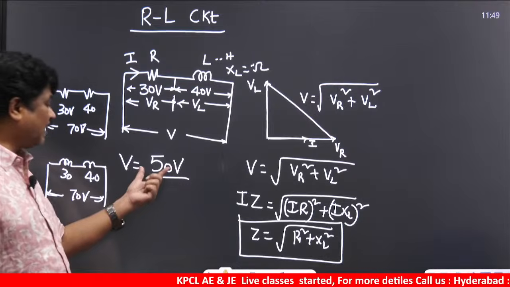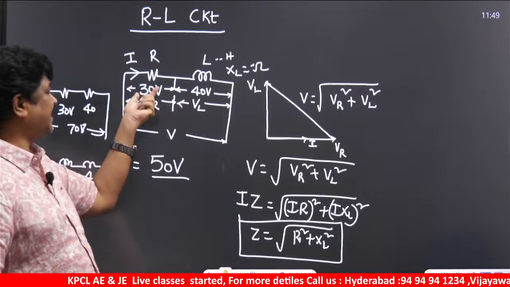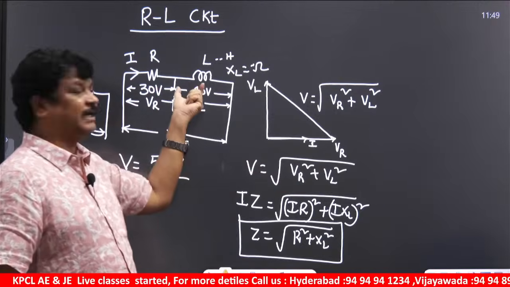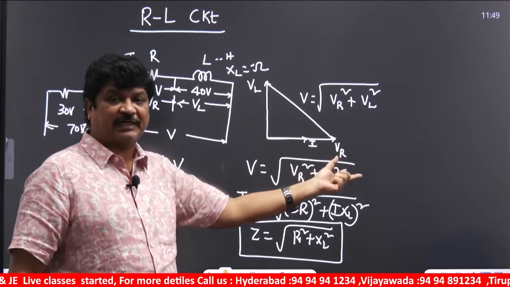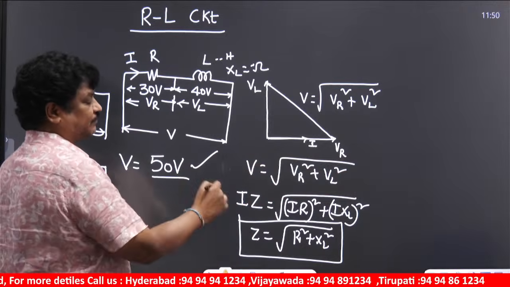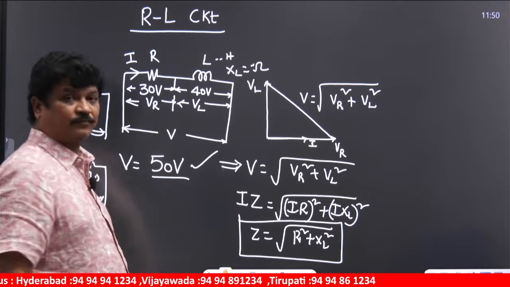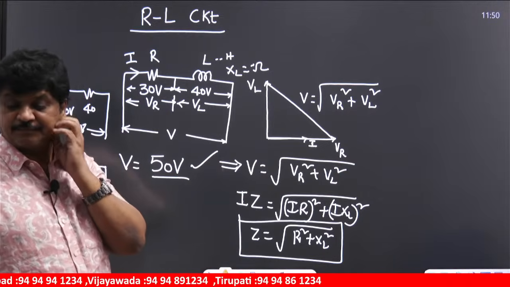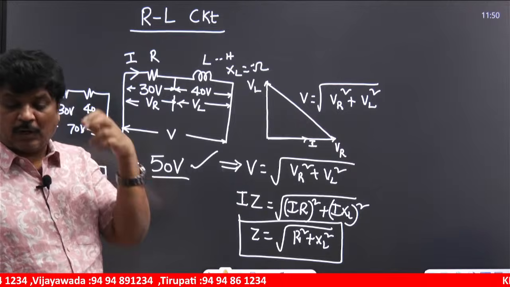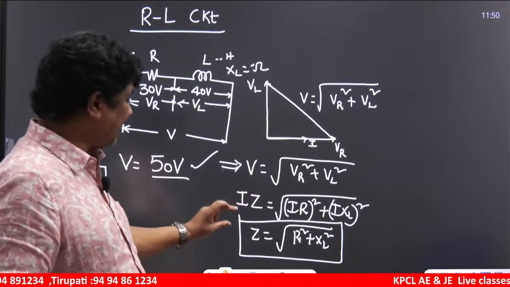Now, how did you get this 50 volts? I hope you understand. VR is 30, VL is 40. 30 square plus 40 square, square root, it becomes 50 volts. You have to go for the vector sum like this. Now, how to find the angle phi?